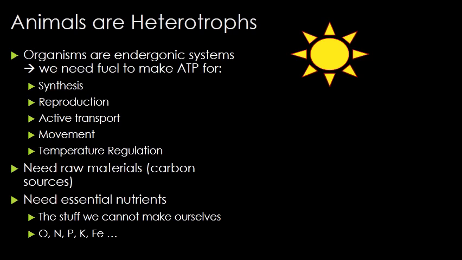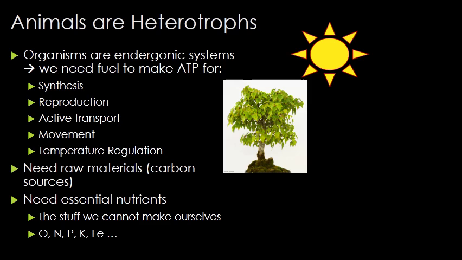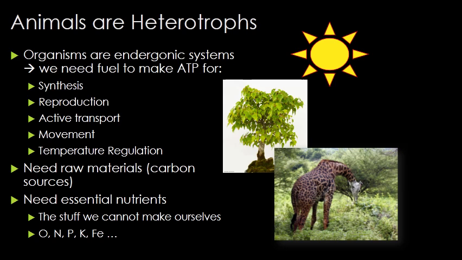The sun. The sun gives energy that the plants use, the autotrophs use, the producers use, and that energy is then consumed by an herbivore or a primary consumer, which is a heterotroph. Now that organism and the plant itself is going to be using the energy to create ATP for biosynthesis, reproduction, and so on. But it is also going to need raw materials, carbon sources. Now animals produce CO2, which plants use as their carbon source, which is this whole cycle.